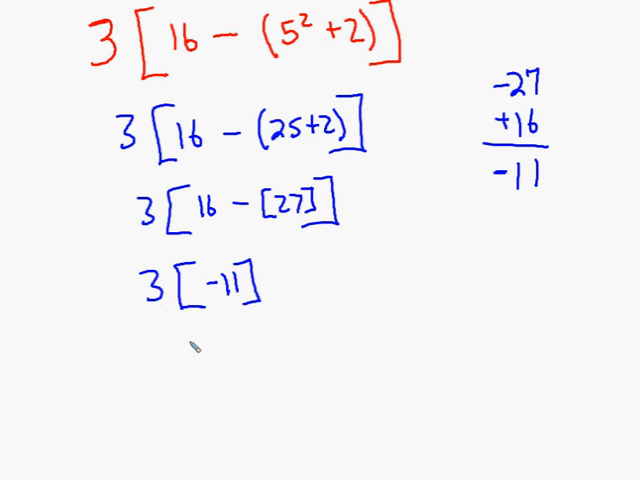And then 3 times negative 11. Now, this doesn't mean 3 minus 11, right? This is times, so negative 33. Okay? So that's good. All right. I think we will do one more example, and then I'm going to set you loose to do a bunch of problems.